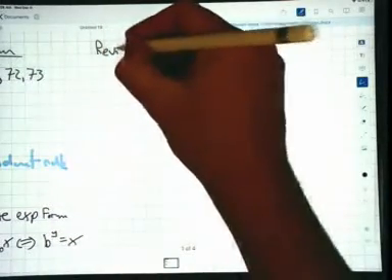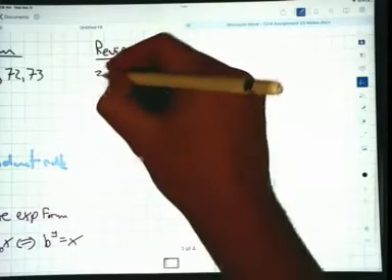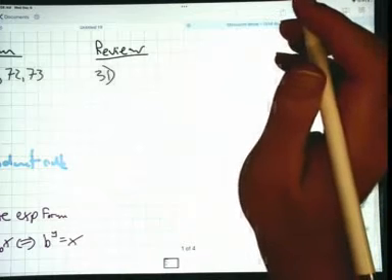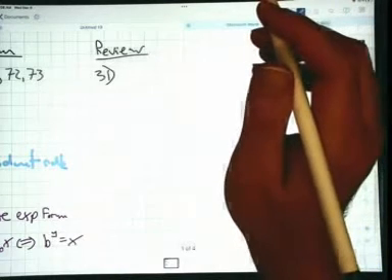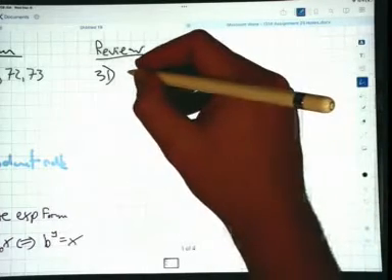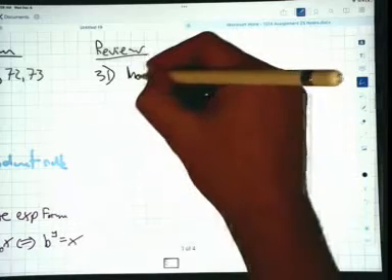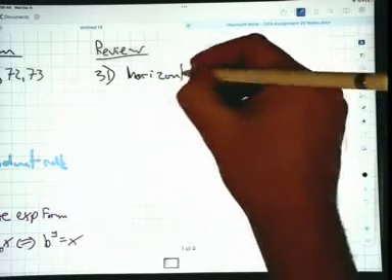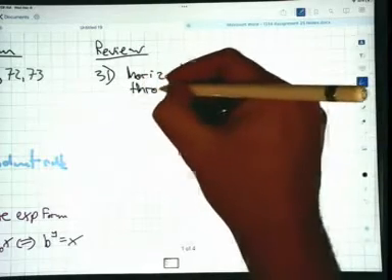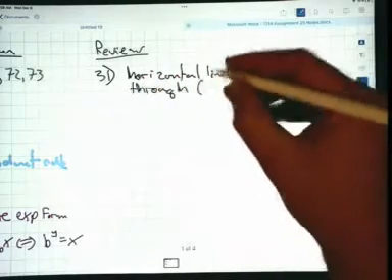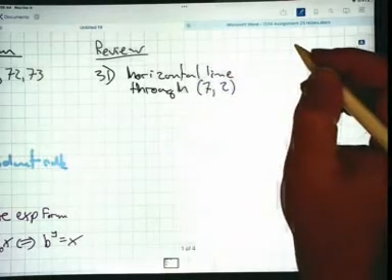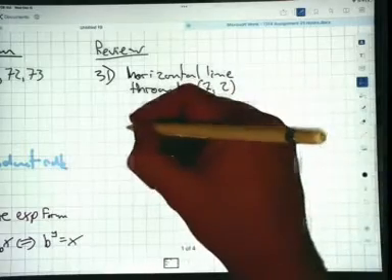From the review, problem number 31. Use the given conditions to write an equation for each line in slope-intercept form. So we want the horizontal line through the point 7, 2. Alright, so quick review.